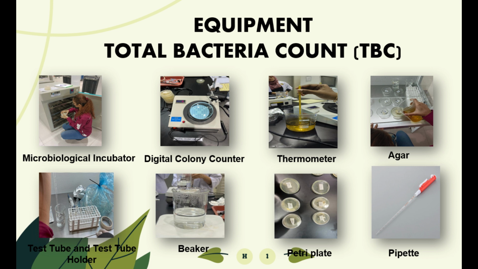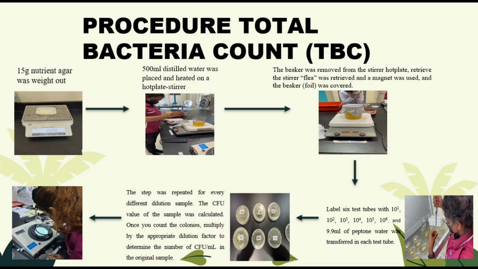For the total bacteria count lab test, 15 gram agar weight, 500 ml of distilled water was heated. Agar was added and the beaker was boiled for 15 minutes and left to cool down to 50 degrees Celsius. Sample preparation: 6 tubes were labeled. 9.9 ml peptone water was transferred in test tube. Petri plates were labeled as pour plate and spread plate.